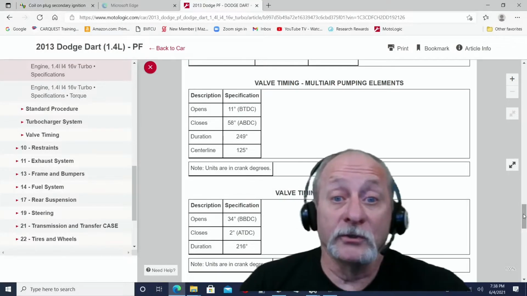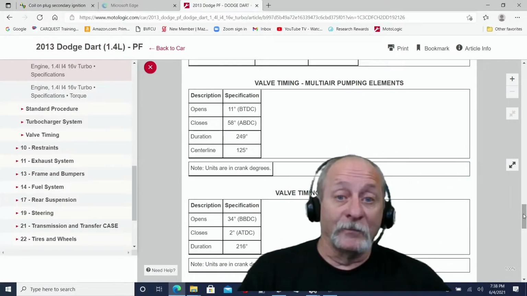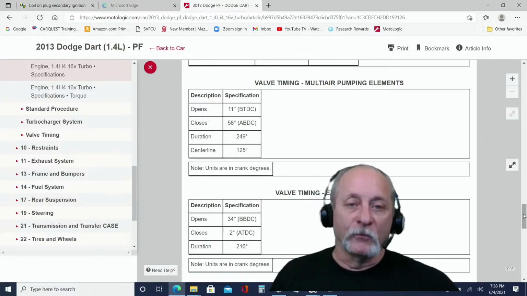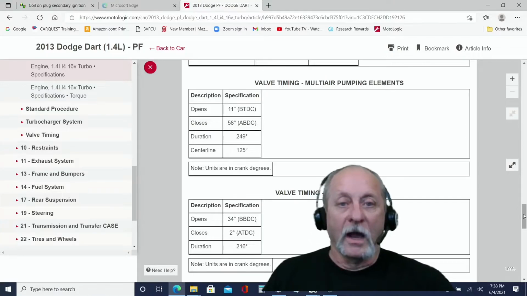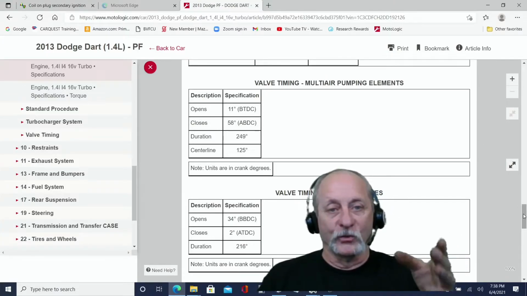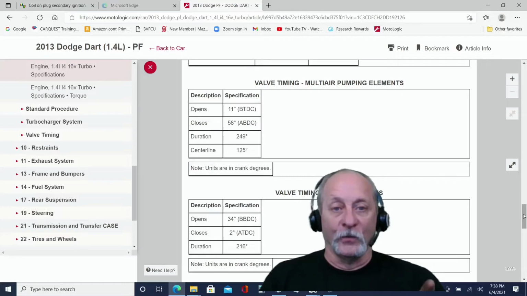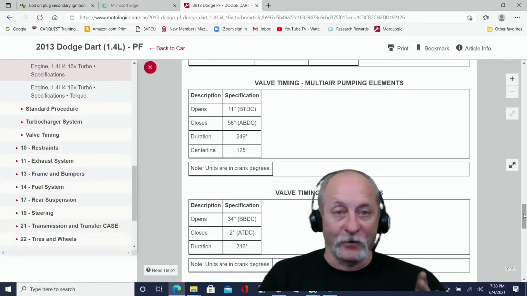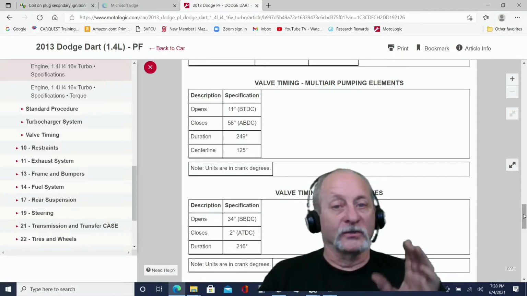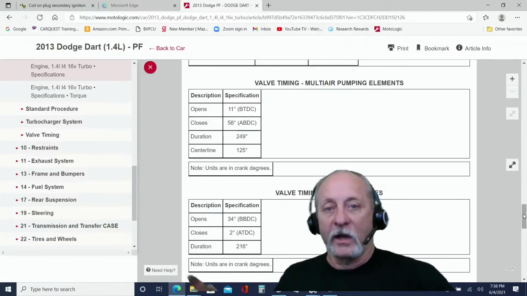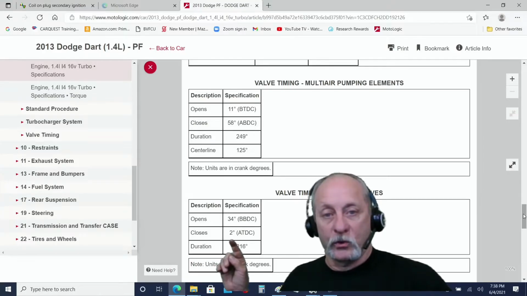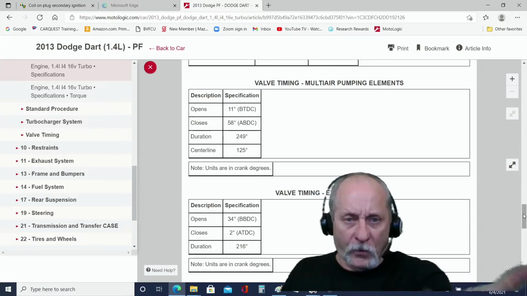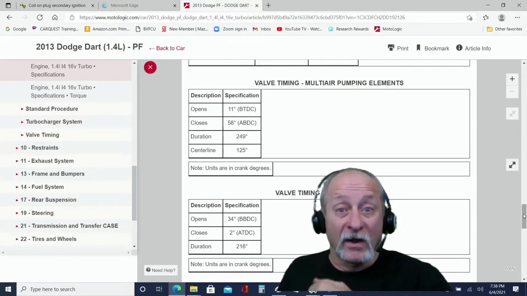So the last little thing I'm going to show you is let's look at our cam timing. Exhaust valve should be opening at 34 degrees before bottom dead center. I could go through the effort of measuring where that exhaust valve is opening on the waveform, but I can tell you just by looking at it, it is not 34 degrees before bottom dead center. It's way too close. And it should be closing 2 degrees after top dead center.